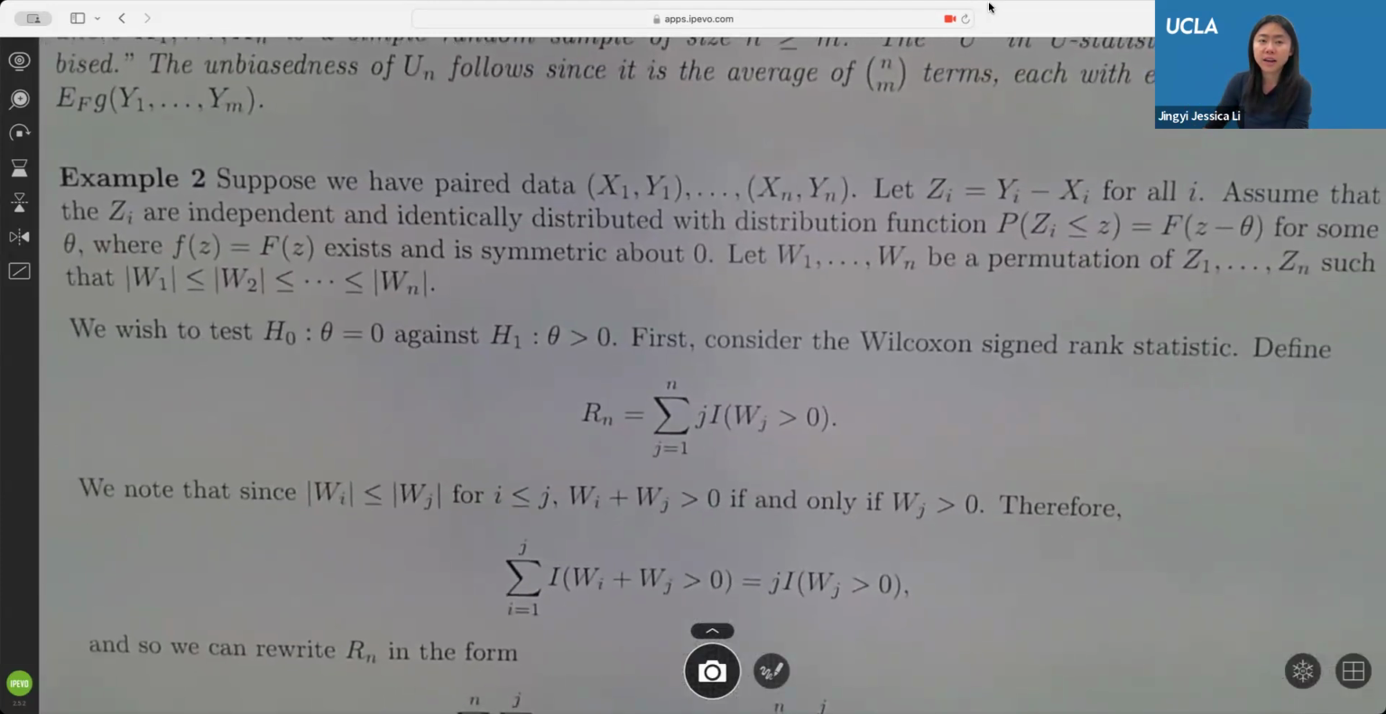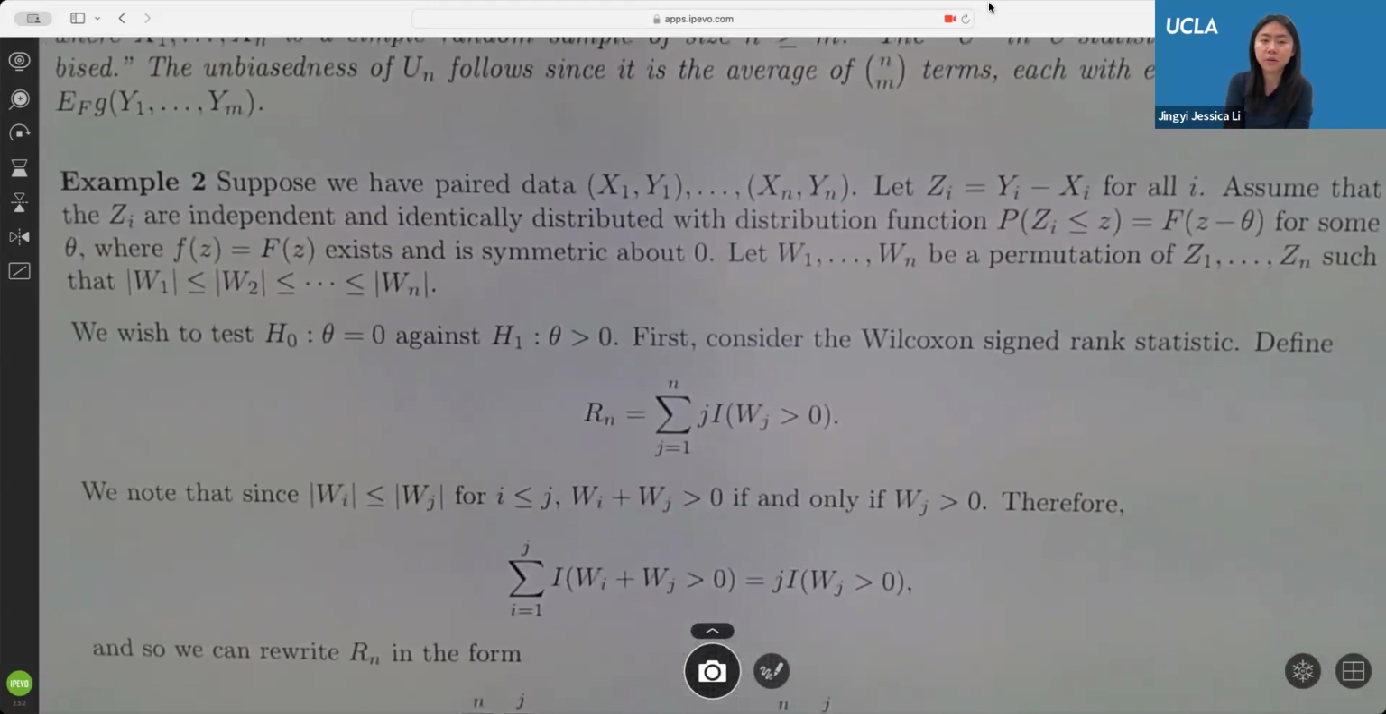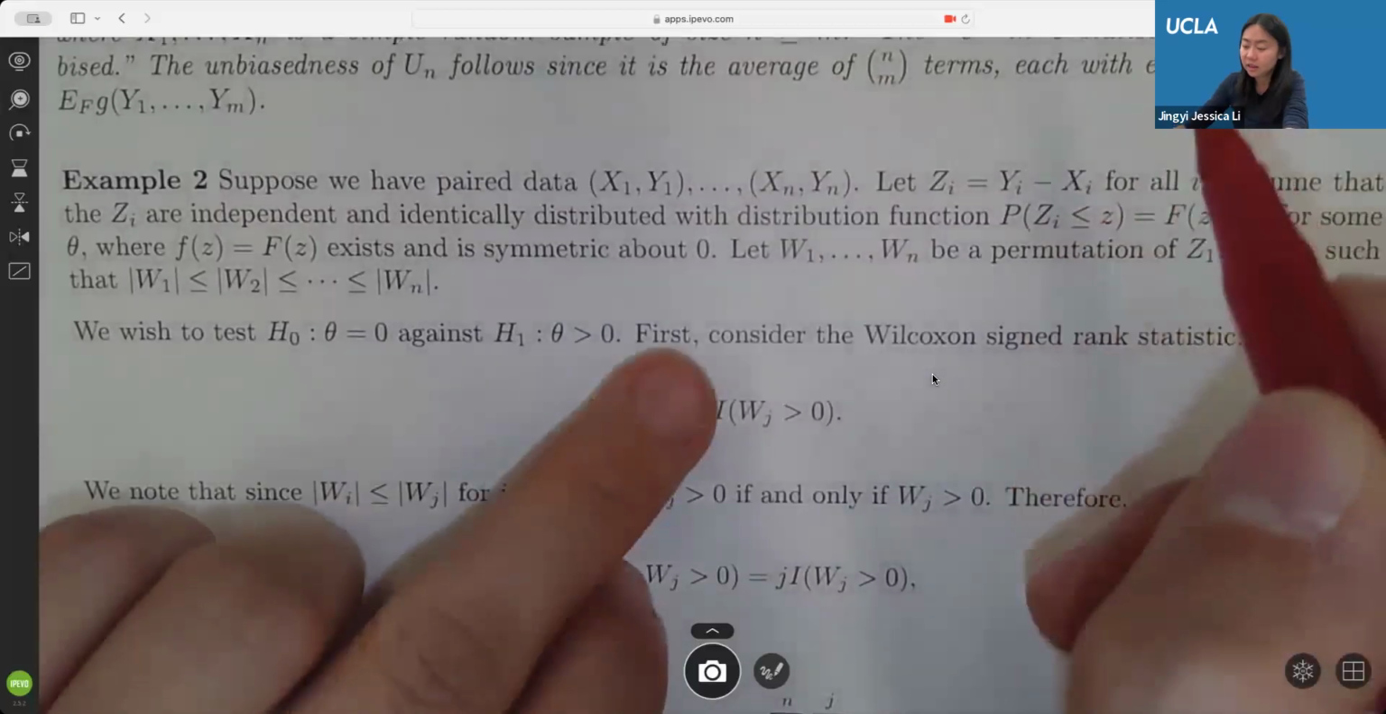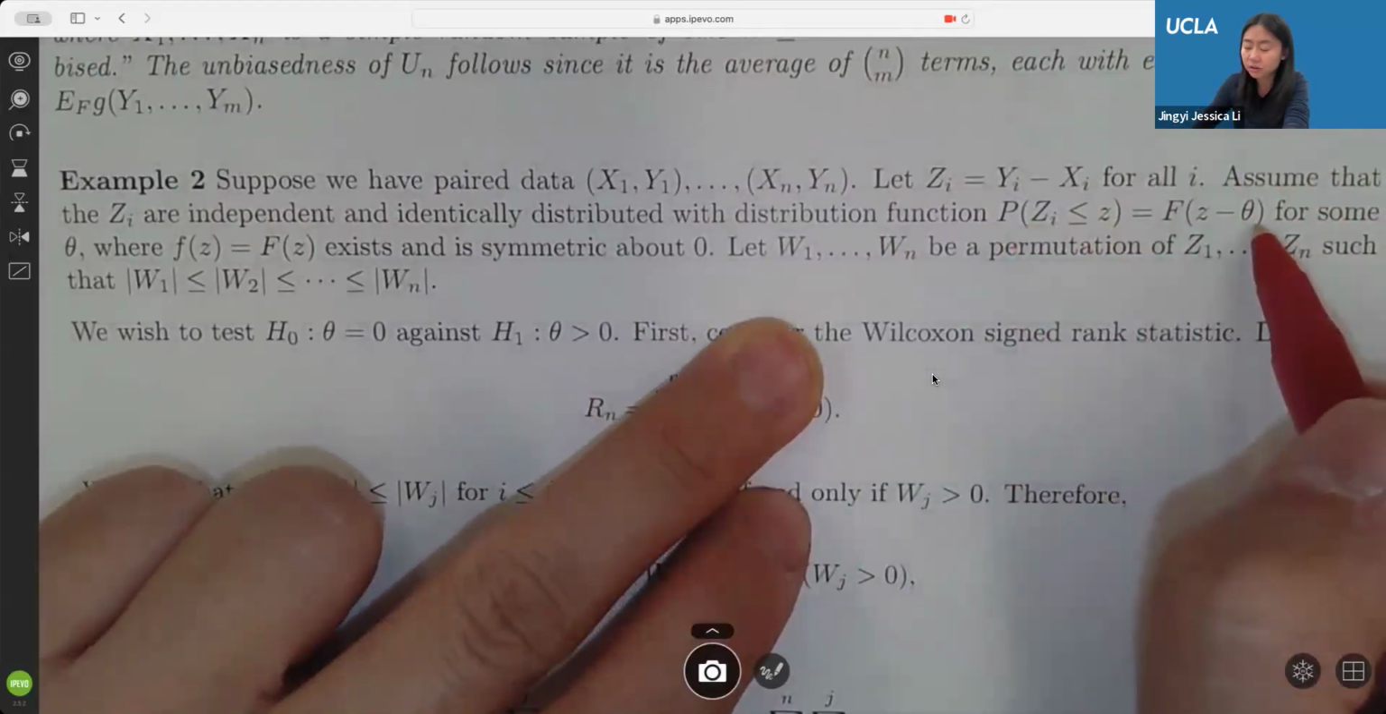Suppose that we have pair data x1, y1 to xn, yn. Let zi equal yi minus xi for all i. Assume that the zi's are independent and identically distributed with distribution function this. Okay, this is the CDF of zi we're interested in.